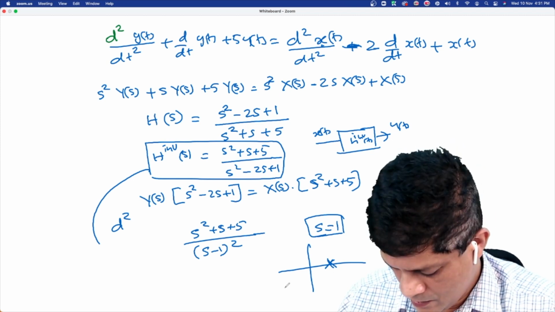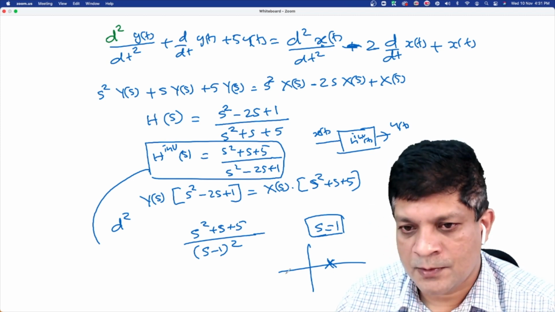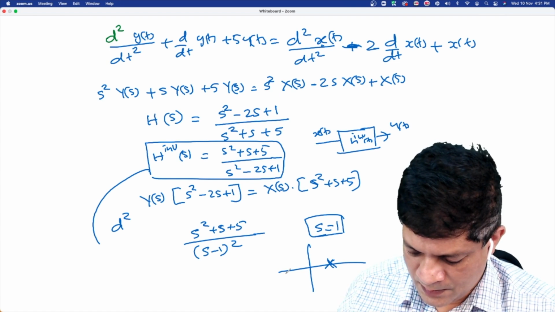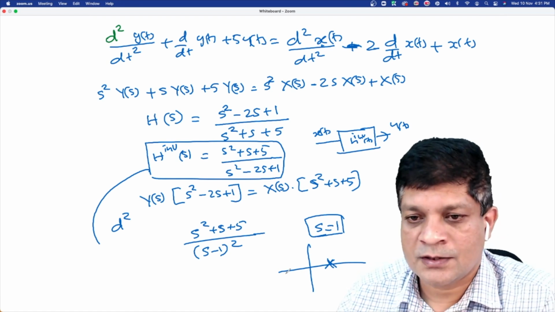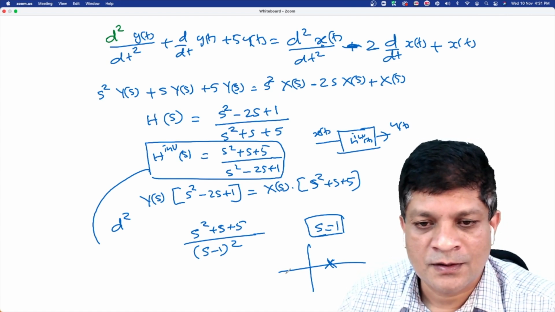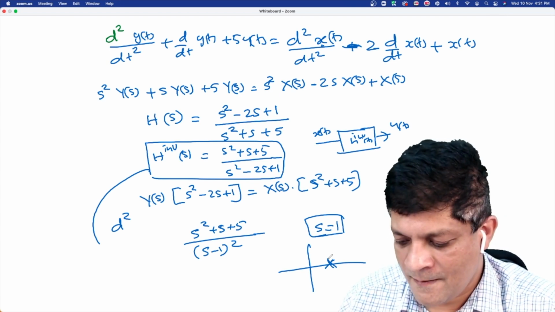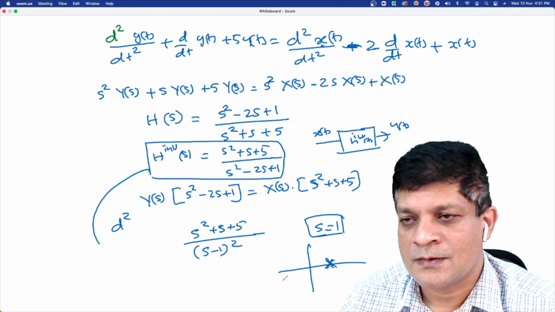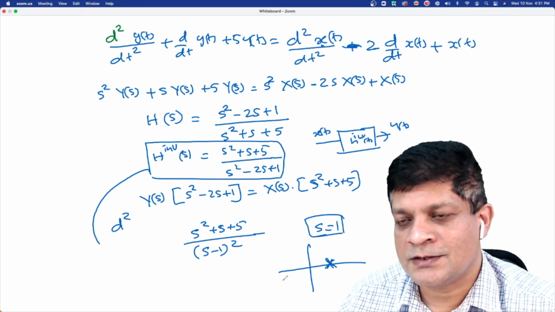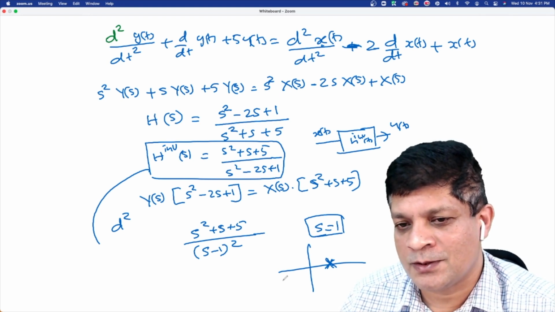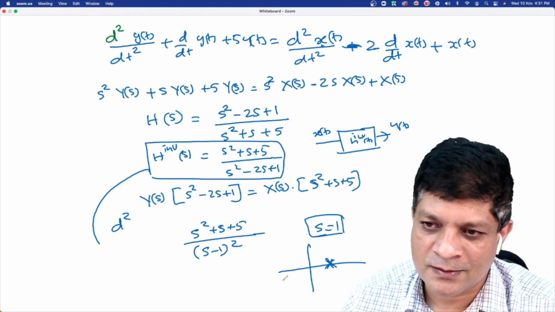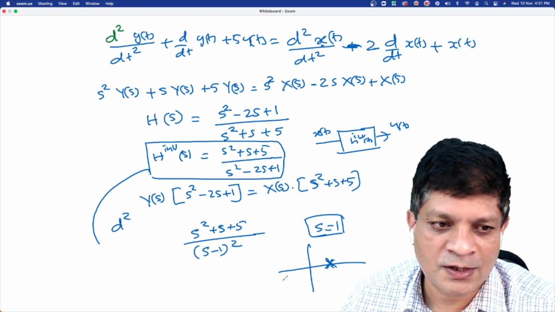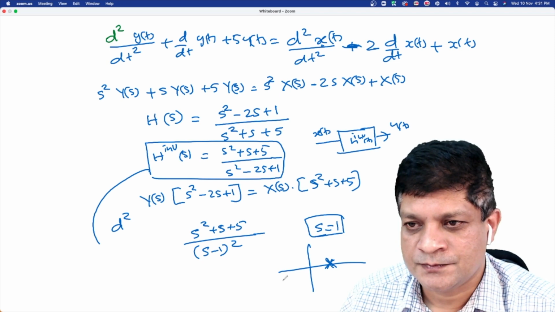No. It cannot be both causal and stable, isn't it? What is the reason? Causal means it will be right-sided, so if it were right-sided, it would be causal but not stable. For stability, all the poles must be on the left half of the s plane, isn't it? So it is not a causal and stable system. Okay.